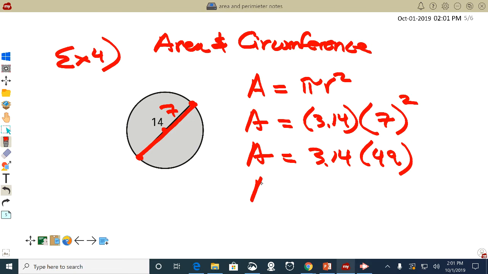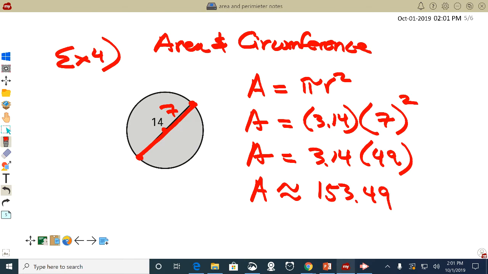Notice what I'm going to do, though. I'm going to put area as approximately. I'm not going to put equal because we just used an approximation of pi. It's like a rough estimate versus the exact. So I'm going to put 3.14 times 49 equals 153.49.